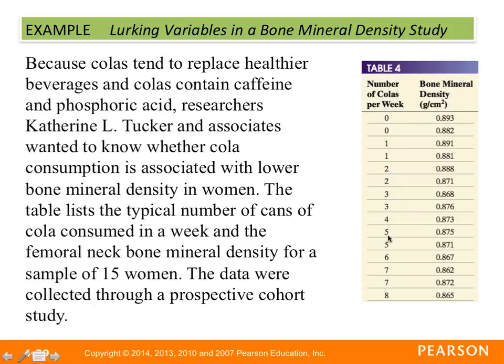Because colas tend to replace healthier beverages and colas contain caffeine and phosphoric acid, researchers Catherine L. Tucker and associates wanted to know whether cola consumption is associated with lower bone mineral density in women. The table lists the typical number of cans of cola consumed in a week and the femoral neck bone mineral density for a sample of 15 women. The data were collected through a prospective cohort study. So a cohort study is where we follow someone over time.